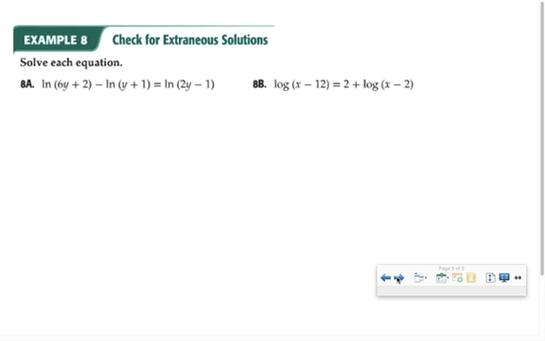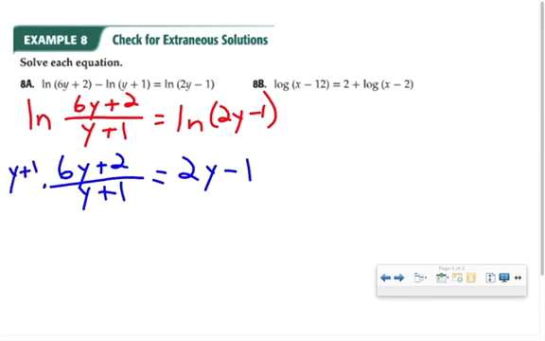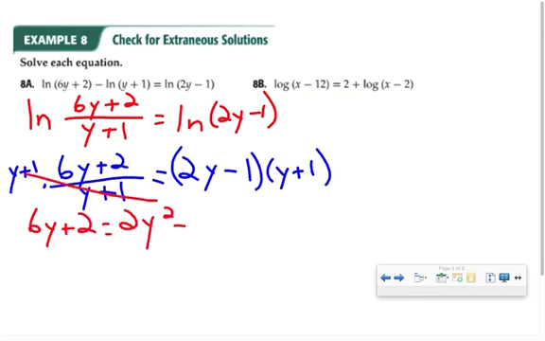The last kind of example says check for extraneous solutions, but I hope you realized we checked for extraneous solutions in the last example as well. In part A, we will condense and have natural log of 6y plus 2 over y plus 1 equals natural log of 2y minus 1. I can drop the natural log out of my equation and have 6y plus 2 over y plus 1 equal to 2y minus 1. Like in example 7a, multiply both sides by y plus 1 to get your variable out of the denominator. It cancels out on the left-hand side, so I have 6y plus 2 equal to, we have to FOIL out on the right-hand side, so that's 2y squared plus y minus 1.